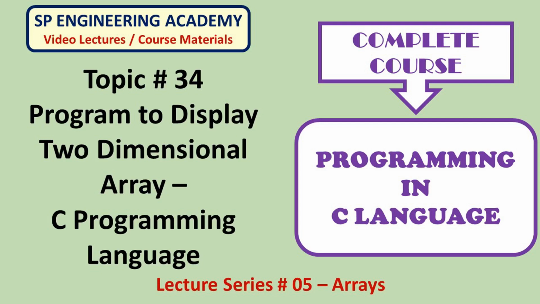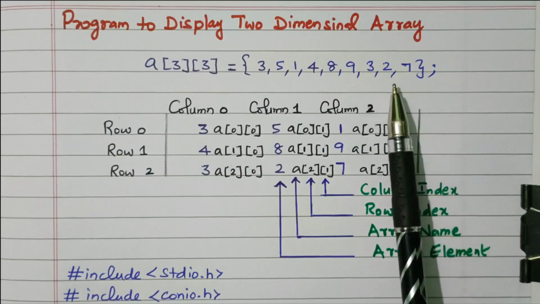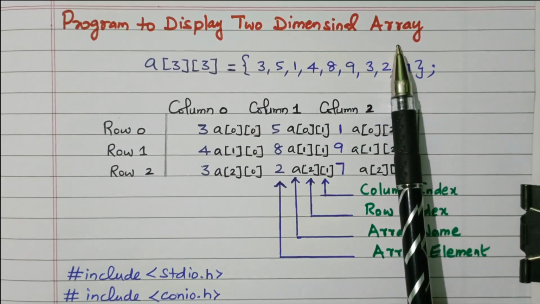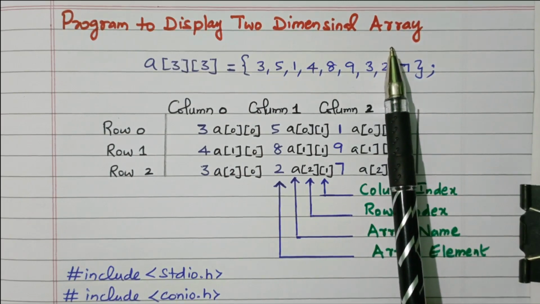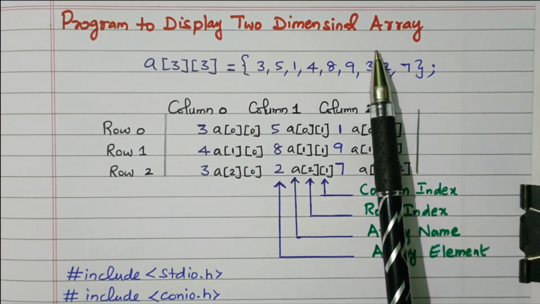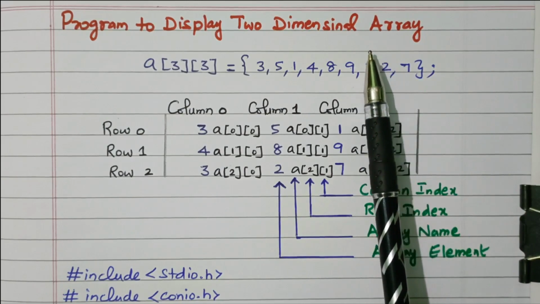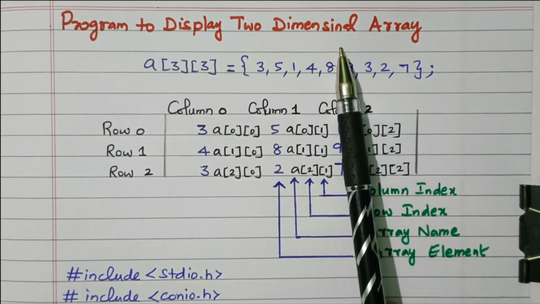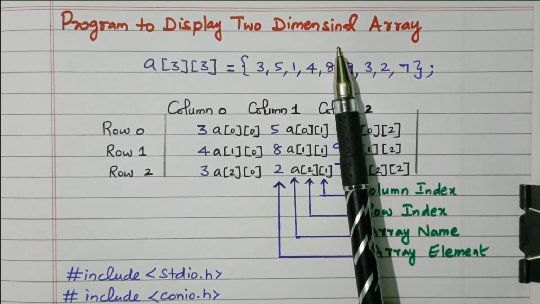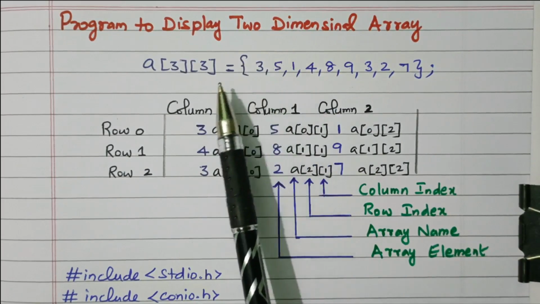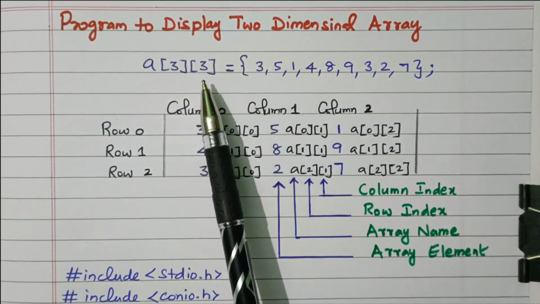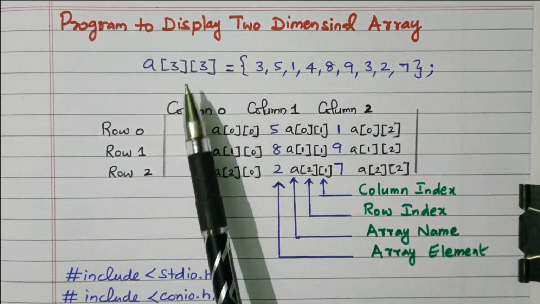Now we'll go to the topic: program to display a 2-dimensional array in the C programming language. We know that an array is a collection of the same type of data. There are two types available, single dimensional array and 2-dimensional array. A single dimensional array means a group of numbers, 10 numbers or 100 numbers. A 2-dimensional array has 2 dimensions, row and column. It is in matrix format. A 2-dimensional array is nothing but a matrix.